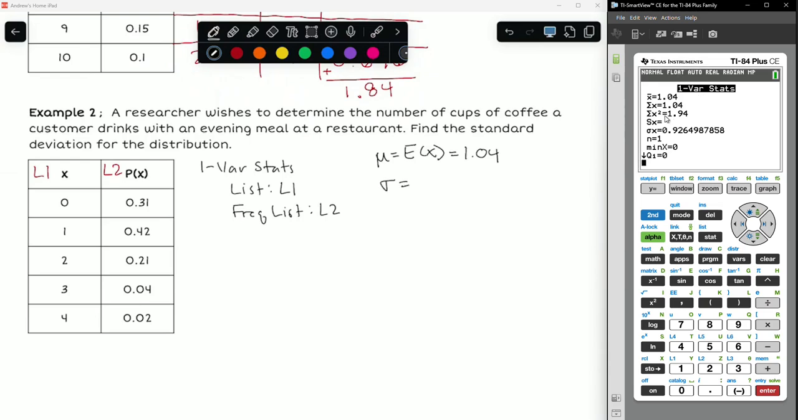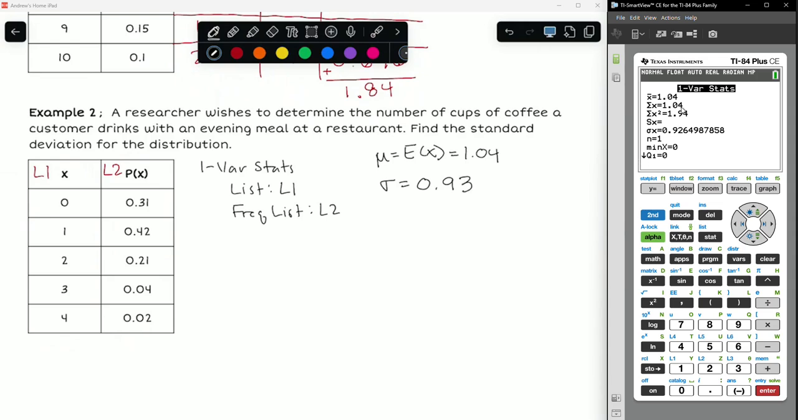And notice this is the one instance where it doesn't give you a sample value. When we're dealing with probability distributions, when that frequency list is decimals and they add to 1, the calculator knows this is a probability distribution and that it's a population value because this is all the possible outcomes. So this is one time the calculator can figure that out just from looking at the data. So our standard deviation would be 0.93 rounded.